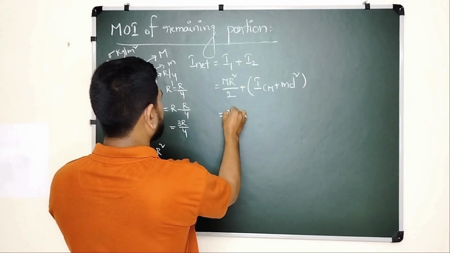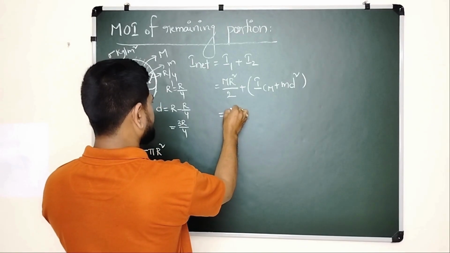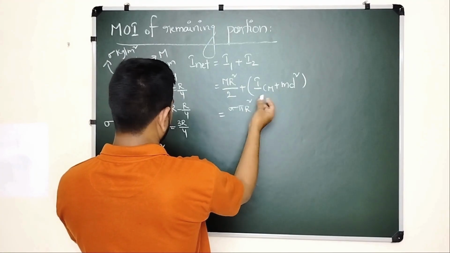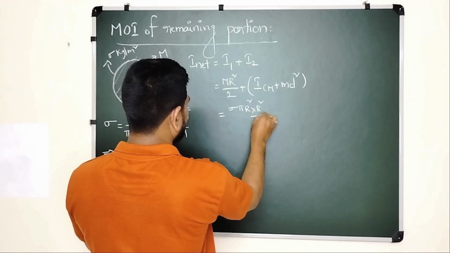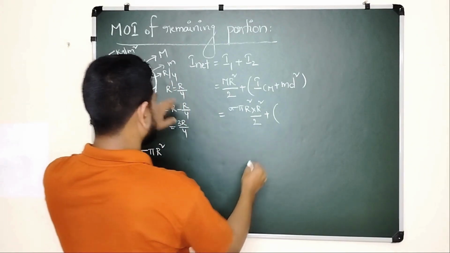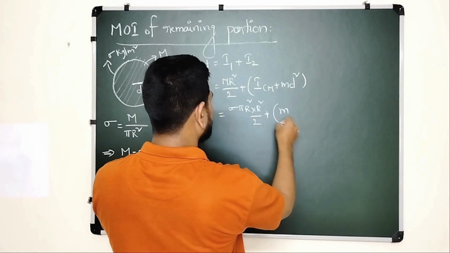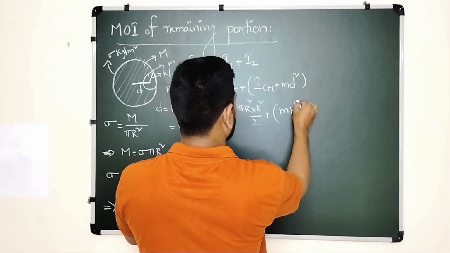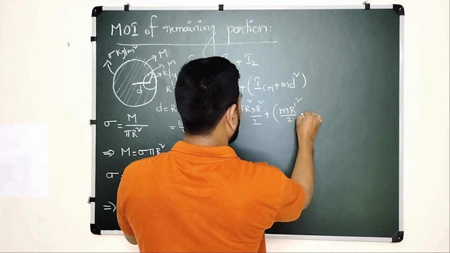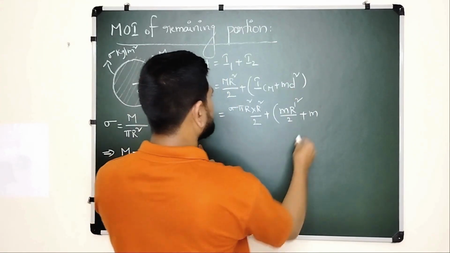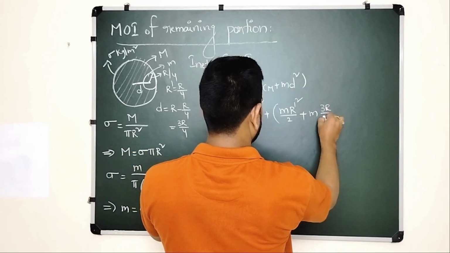So what is the M value? Sigma pi r square, sigma pi r square into r square by 2 plus, what is the I CM value? That is small m into r dash whole square by 2, plus m into, what about the d value? 3r by 4 whole square.